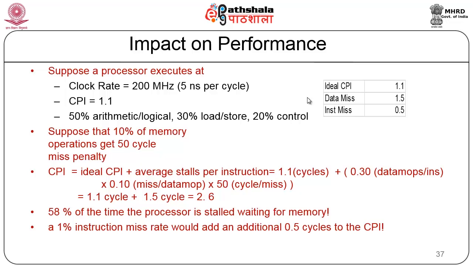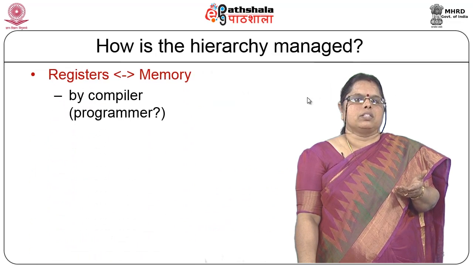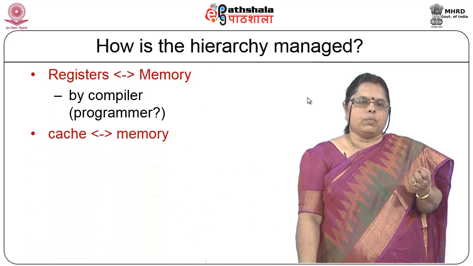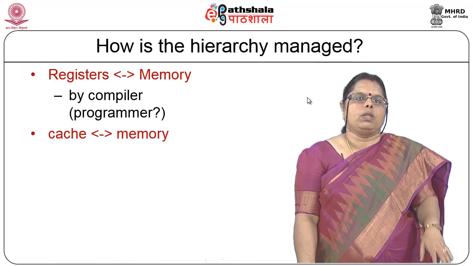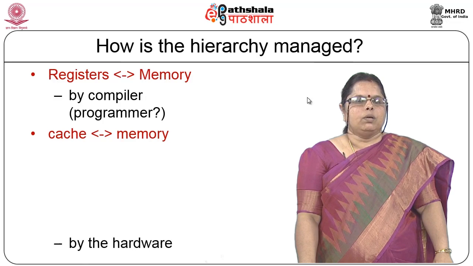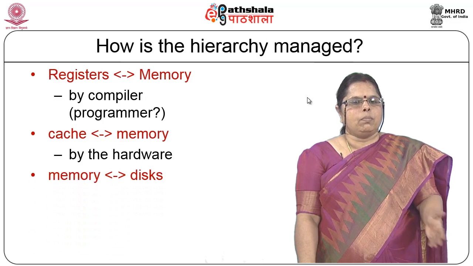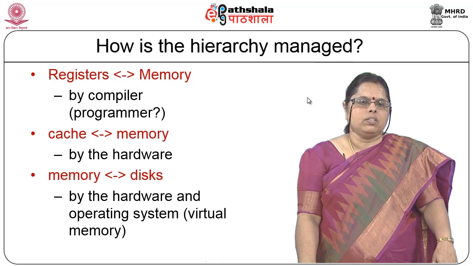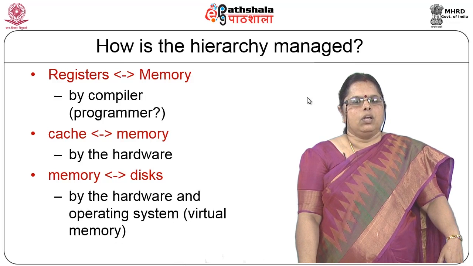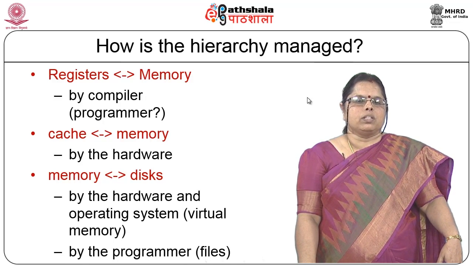So, that shows you the importance of memory hierarchy design and how memory can actually pull down the processor speed. And if you look at a 1% instruction miss rate itself, that will add an additional 0.5 cycles to the CPI. So, how is the hierarchy managed? Normally, the access between registers and memory is managed by the compiler or the programmer. Between the cache and the memory, it is normally managed by hardware. And the main memory and the secondary storage devices, your memory and your disk, are mostly managed by hardware and the operating system by means of virtual memory, which we will discuss as we proceed with the other modules.